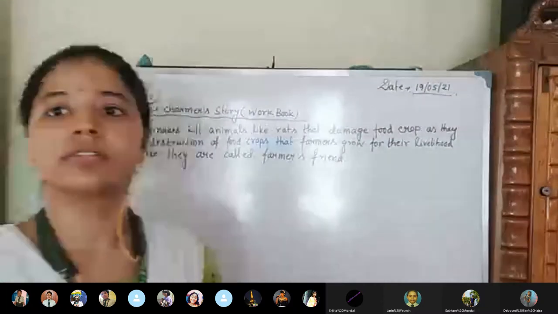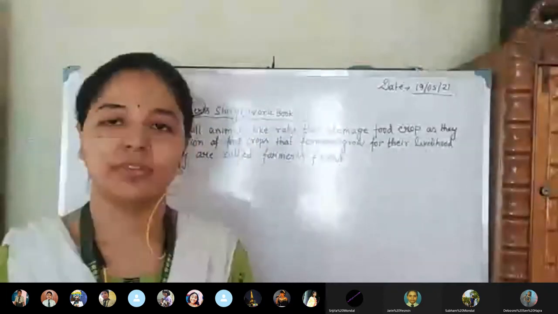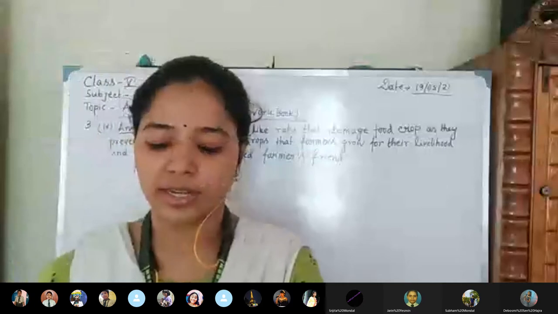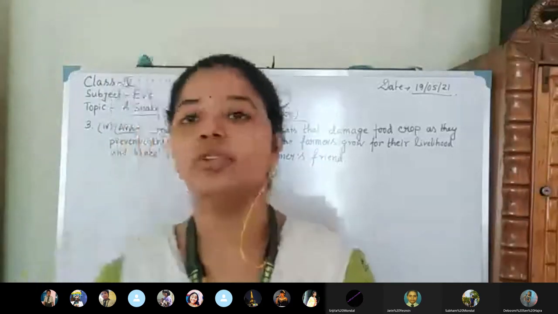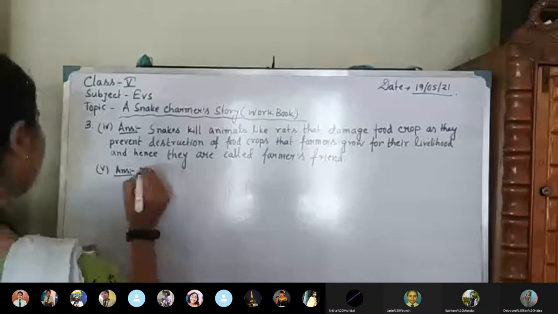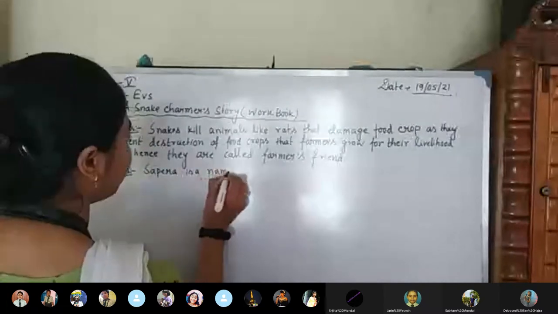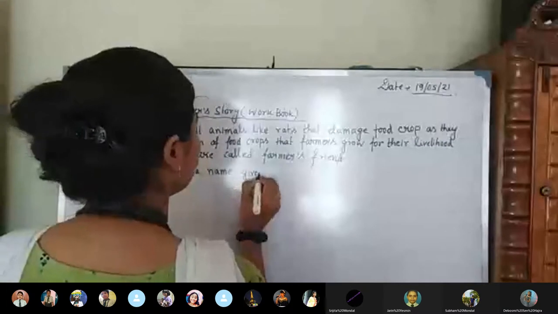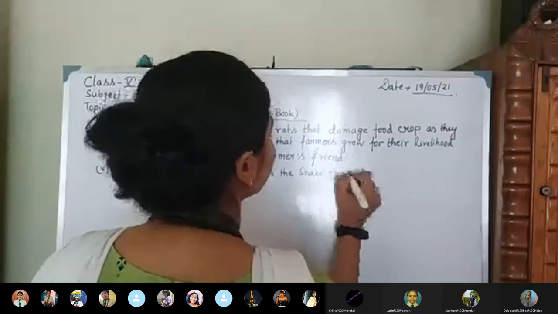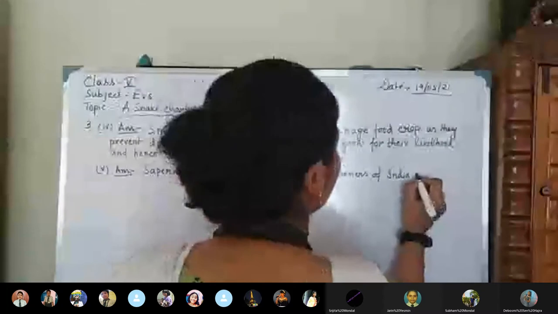Next question I will discuss. Who is known as Sapera? You know this answer. Sapera is the name given to the snake charmers of India, who are actually nomads that travel through the Thar desert and set up camps. So you must write down this answer. Who is known as Sapera? Note down. Sapera is a name given to the snake charmers of India. Got it?